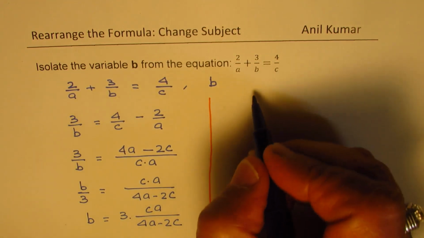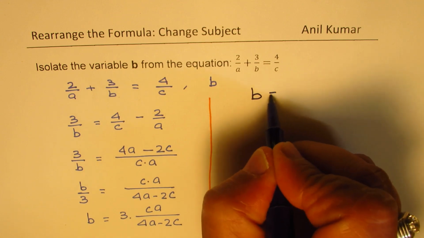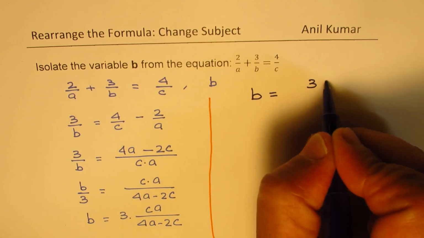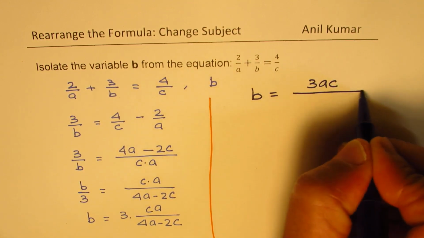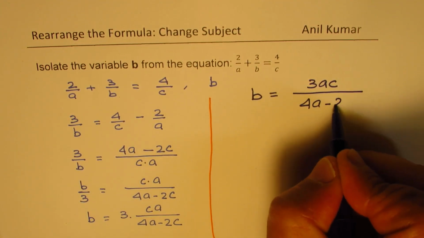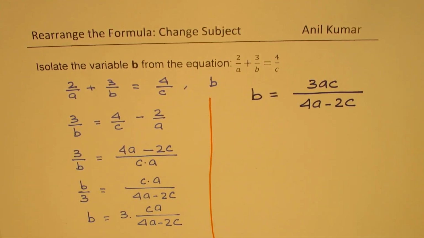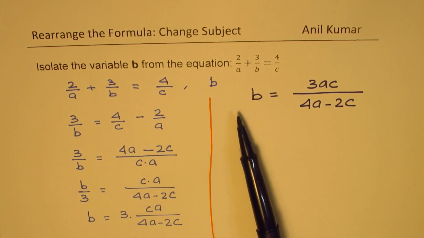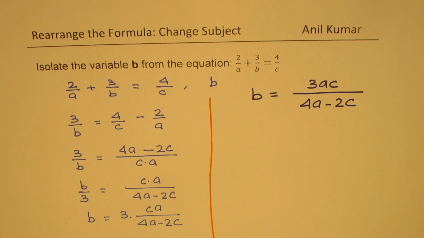Let me rewrite this here in a different way. So we have b equals 3ac over 4a minus 2c. Correct? So that is an equivalent expression in which b is now the subject, written in terms of the other variables. So I hope these steps are absolutely clear.